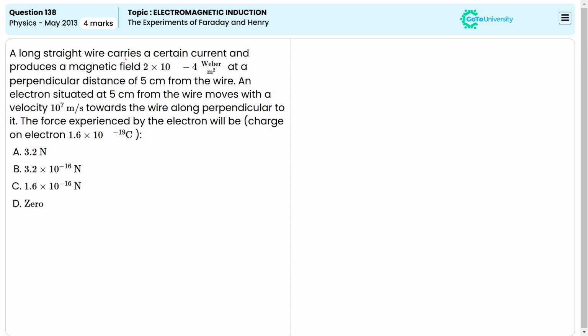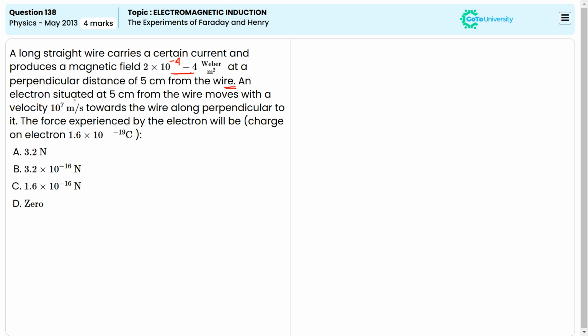A long straight wire carries a certain current and produces a magnetic field of 2 × 10^-4 Weber per meter square. That is, the magnetic field value is given at a perpendicular distance of 5 centimeter from the wire.